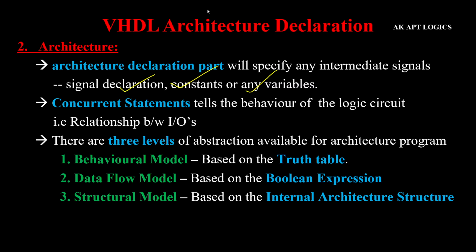This relationship can be specified in different ways. Those are called the levels of abstraction. In total we have three levels: the structural model, behavioral model, and data flow model. The behavioral model is based on the truth table of the design, the structural model is based on the internal architecture of the design, whereas the data flow model is based on the Boolean expression of the design. I hope you got clarity.